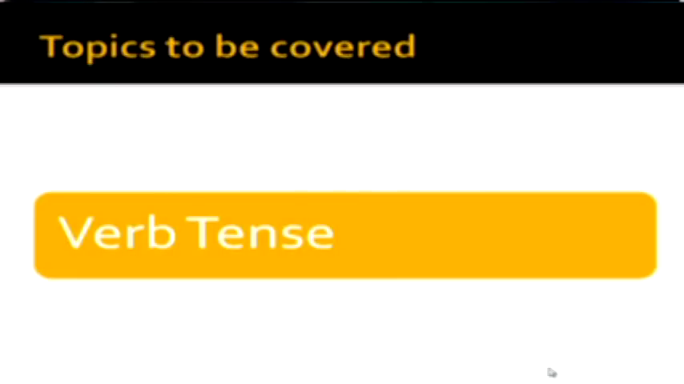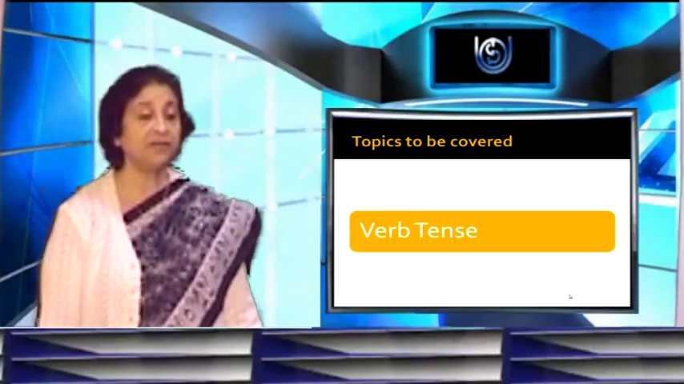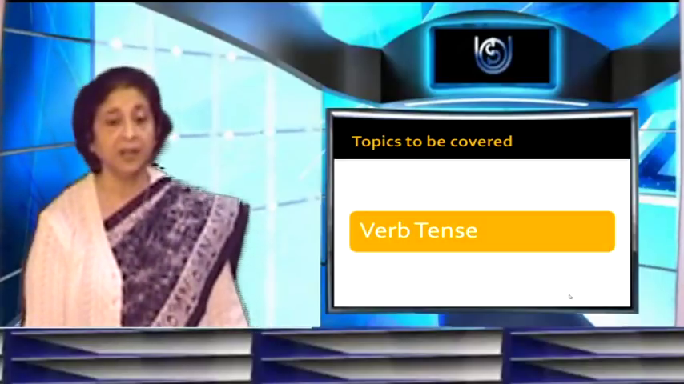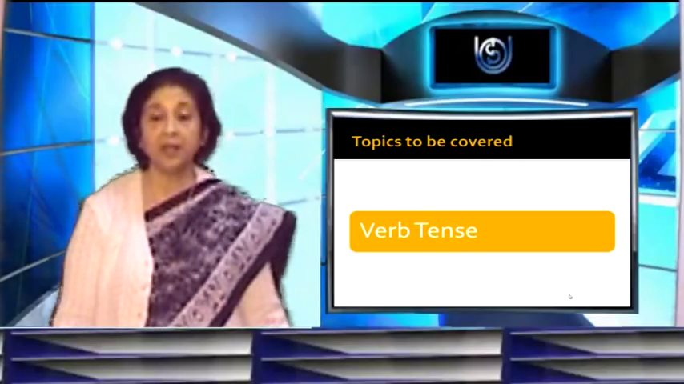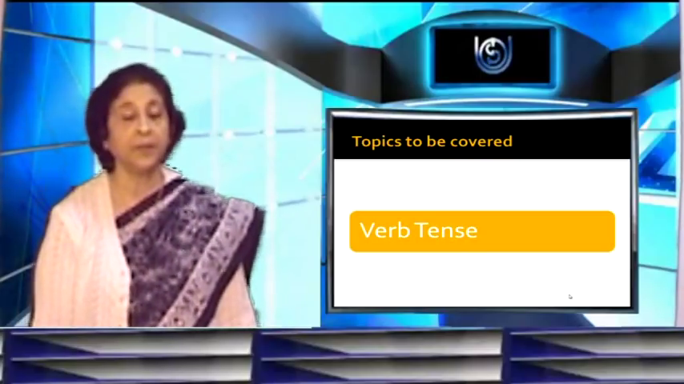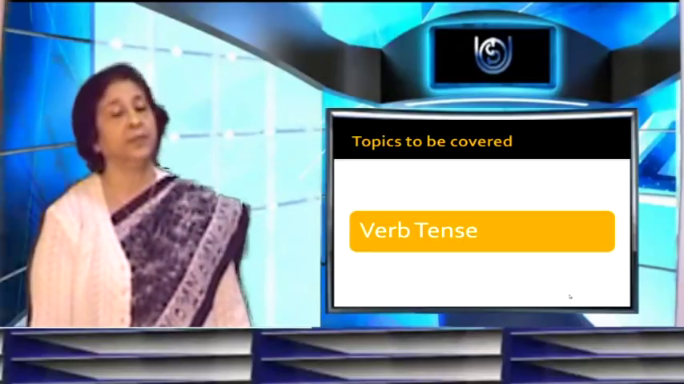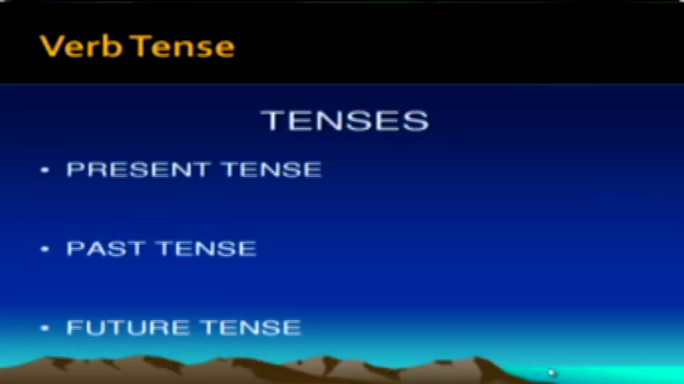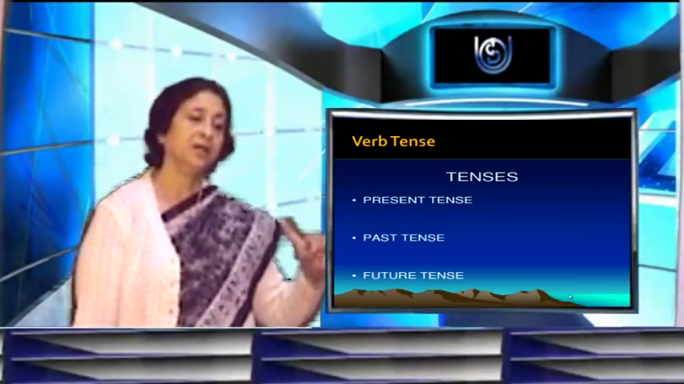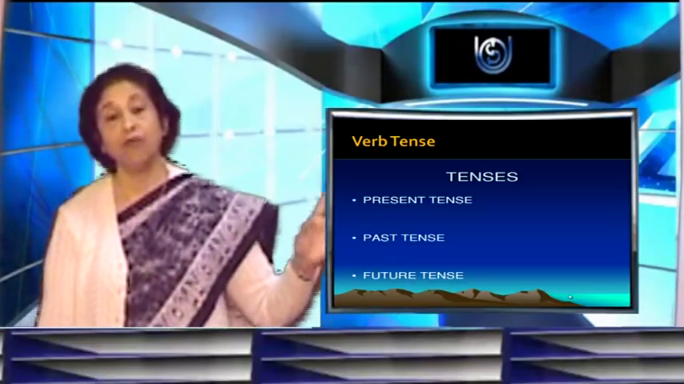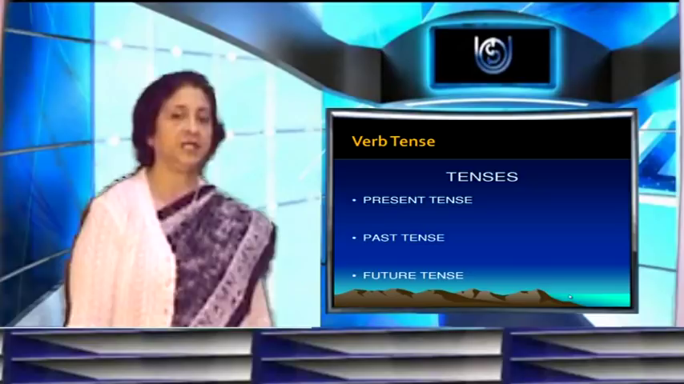Now verb tense. Tenses are also verbs, and tenses are very important to understand the grammar. Without knowing the tenses, it will not be a complete knowledge of verbs. So the tenses come under verb. Now how many types of tenses are there? You are very well aware of the tenses. There is present tense, past tense, and future tense. What is going on is present tense. What has already happened, over, is past tense. What will happen is future tense.